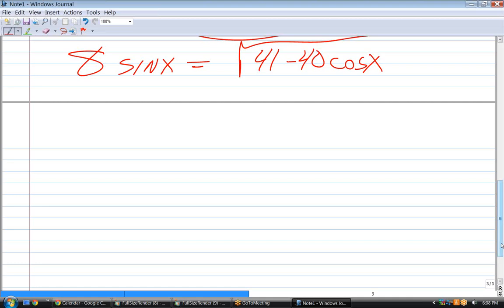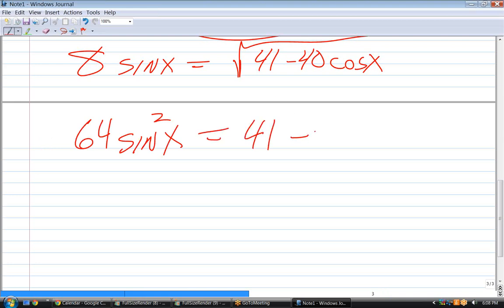How do I solve when I have a radical? Radical as in the square root? Yeah, which is what I have here. In other words, I have 8 sine x equals the square root of this other entity. So square root both sides? I would square both sides. Okay. So now I have 64 sine squared x equals what's inside over here.